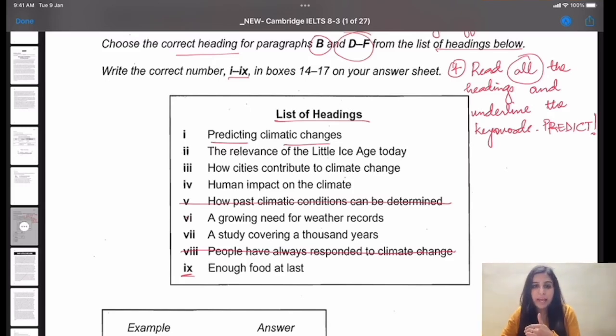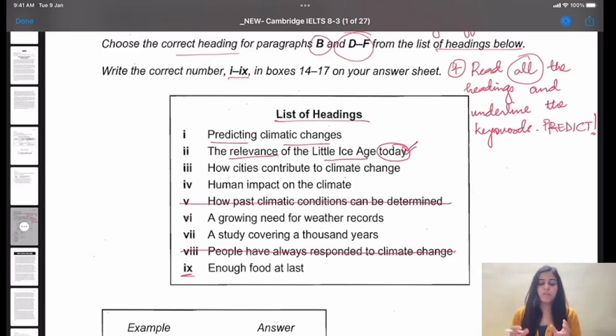What will happen in the next century, what will happen in the next decade, or what will happen in a couple of years from now. So, predicting climate changes. This paragraph will not only talk about climate changes but predicting them. Please remember this. The second one, the relevance of little ice age today. Now, today is the major keyword here.